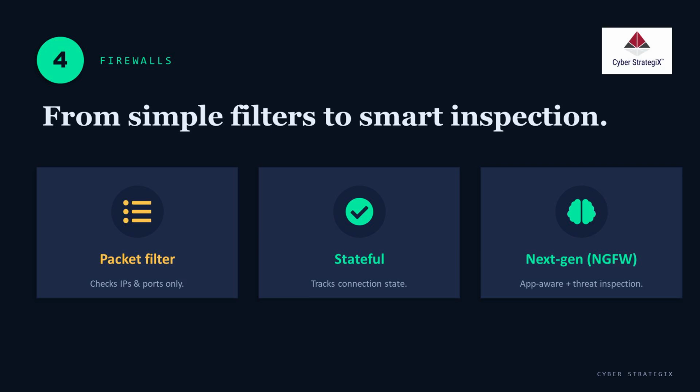Firewalls have evolved. A basic packet filtering firewall just checks source and destination IPs and ports, fast but blind to context. A stateful firewall tracks the state of connections, so it knows whether traffic belongs to an established session. And a next-generation firewall adds application awareness, intrusion prevention, and deep inspection. Know the trade-offs in capability and performance.